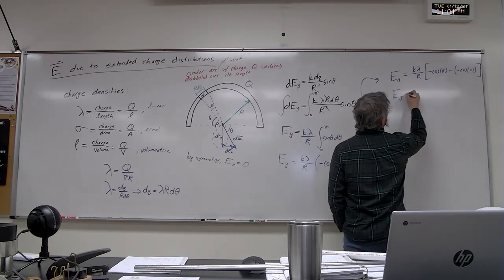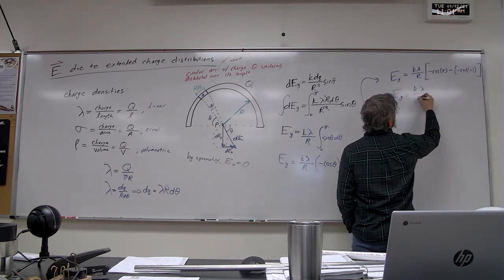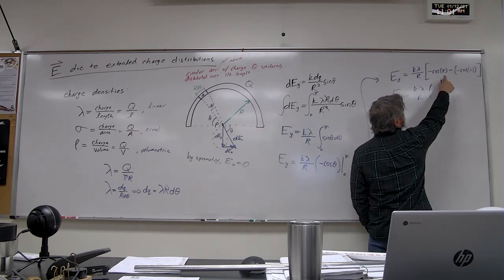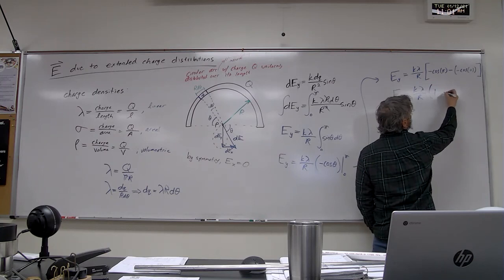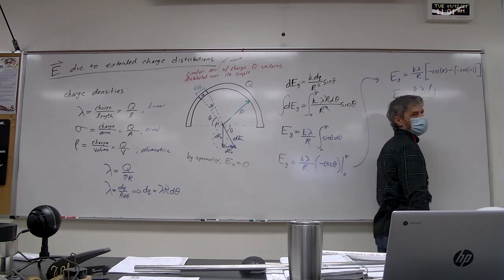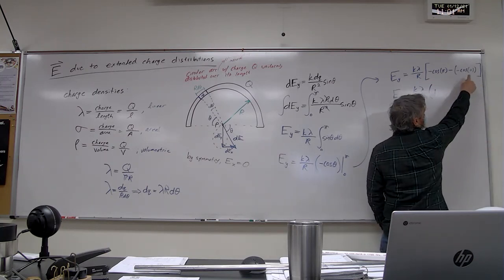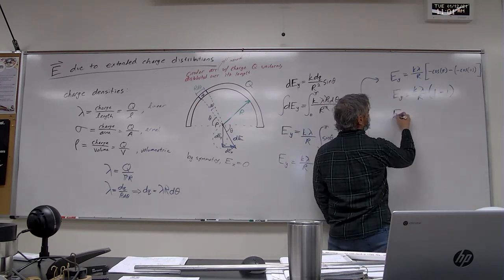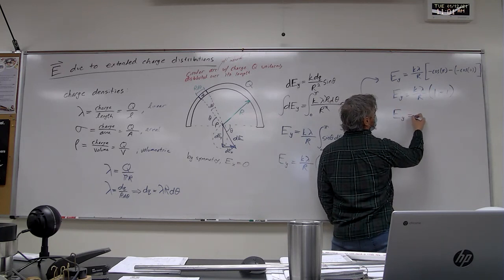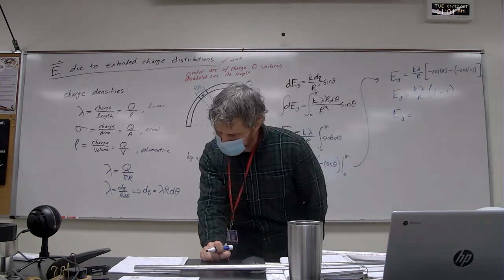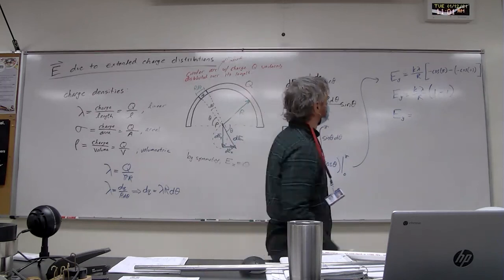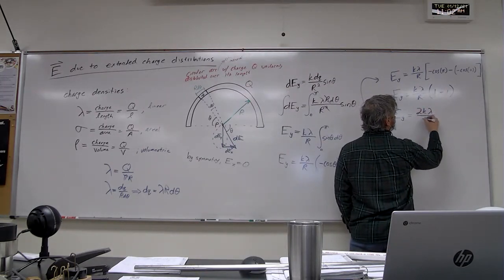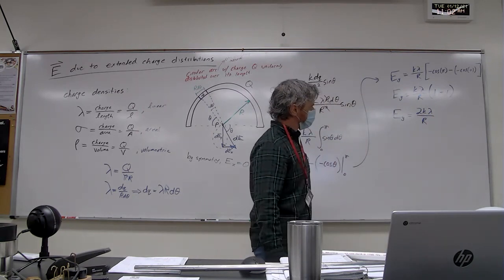So the electric field then is k lambda over R. What's the cosine of pi? Negative 1. And the negative of negative 1 is positive 1. What's the cosine of 0? So minus a negative 1, plus 1. So I get that the electric field in the y direction is going to be, doing this right, I hope so, 2k lambda over R. Okay?